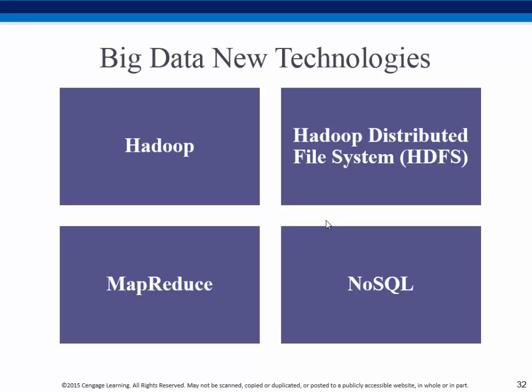MapReduce is an open source application programming interface that provides fast data analytics services. MapReduce distributes the processing of the data among thousands of nodes in parallel. MapReduce works with structured and non-structured data.